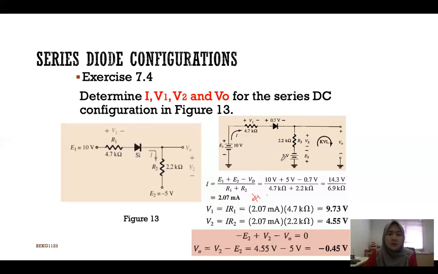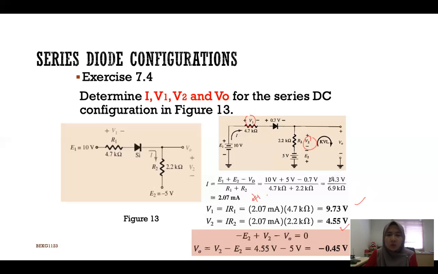After you obtain the current, you can calculate V1 and also V2. V1 is I multiplied with R1, so you will get 9.73 volt. For V2, I multiply with R2, so you get 4.55 volt.